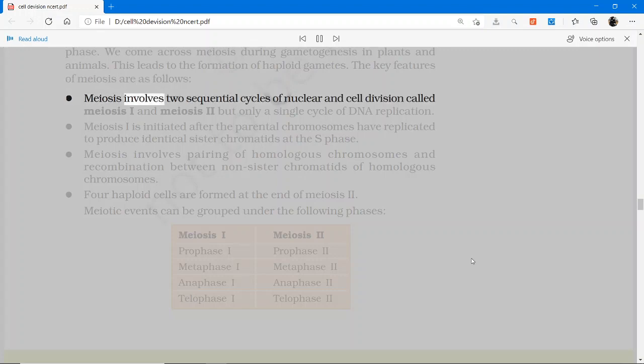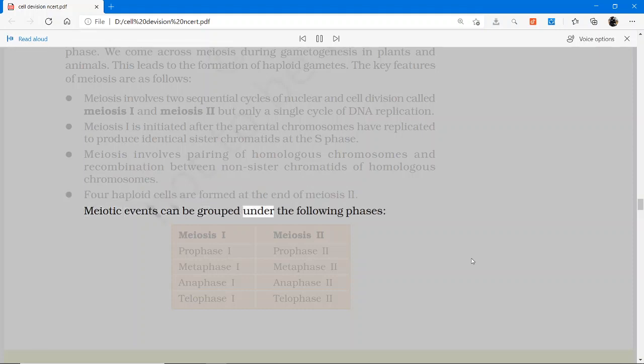Meiosis involves two sequential cycles of nuclear and cell division called meiosis I and meiosis II, but only a single cycle of DNA replication. Meiosis I is initiated after the parental chromosomes have replicated to produce identical sister chromatids at the S phase. Meiosis involves pairing of homologous chromosomes and recombination between non-sister chromatids of homologous chromosomes. Four haploid cells are formed at the end of meiosis II.